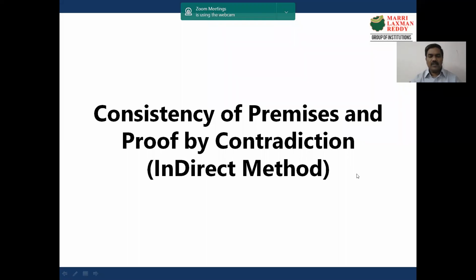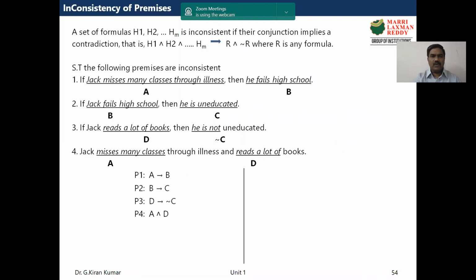Let us discuss the topic consistency of premises and proof by contradiction. This proof by contradiction is also called the indirect method. Anyhow, in this video, we will discuss what is the meaning of consistency of premises. So let us first see what inconsistent premises are.